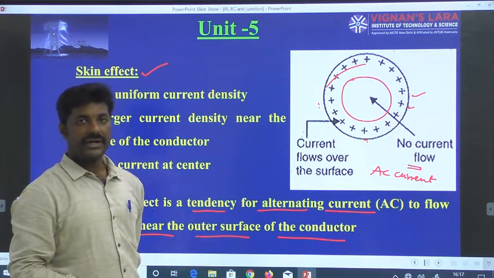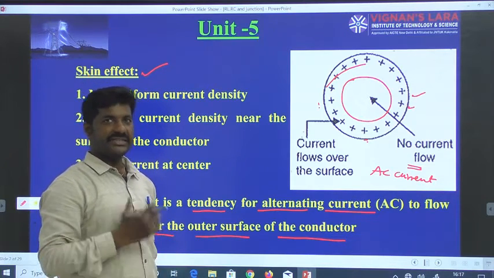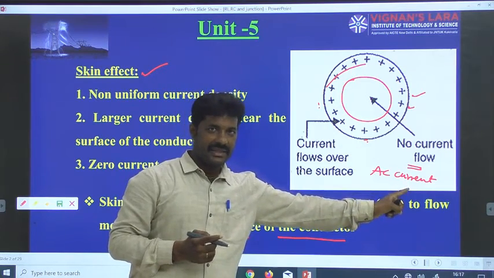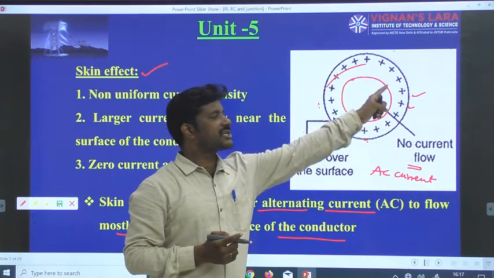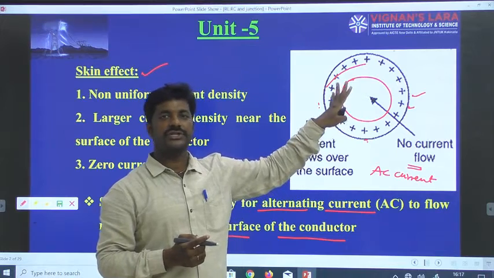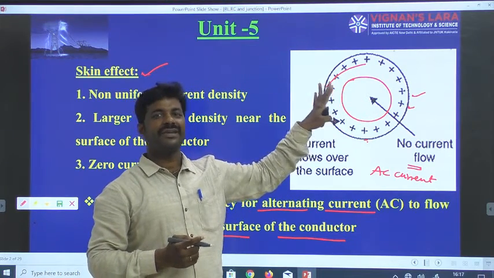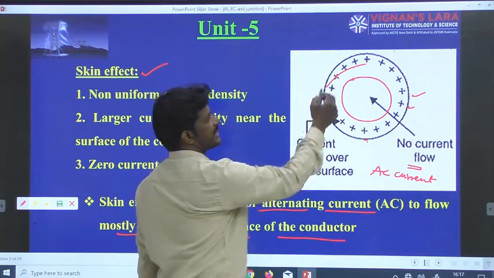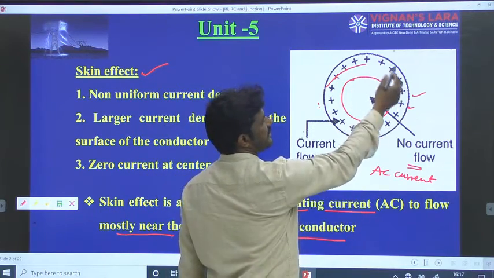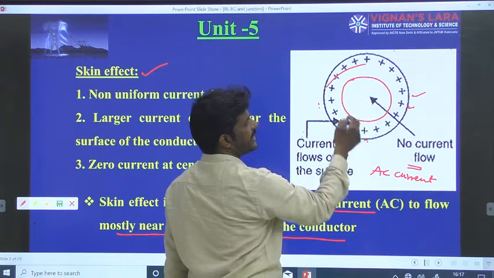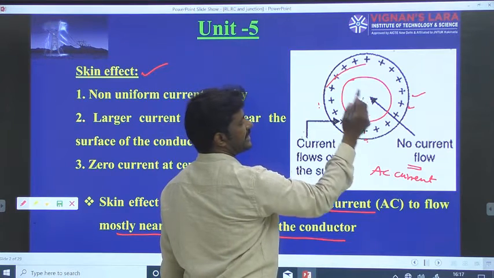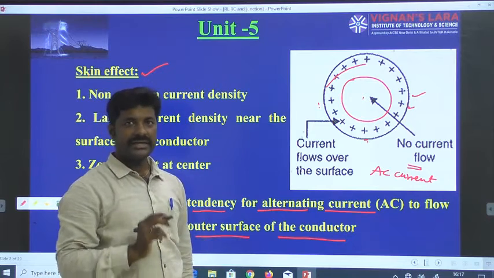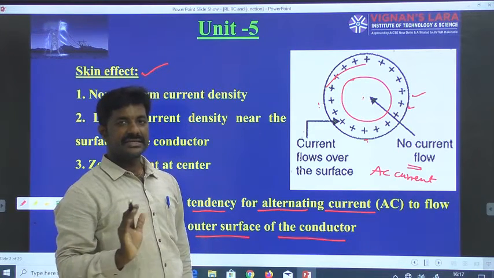So I repeat, what is skin effect? Skin effect is nothing but whenever the conductor is carrying an alternating current, then throughout its cross-sectional area, the current is not uniformly distributed. It is unevenly distributed. That is, most of the current is concentrated at the circumference, that is outer surface of the conductor, keeping the inner side at the center the current as 0. This non-uniform distribution of the current is defined as skin effect.